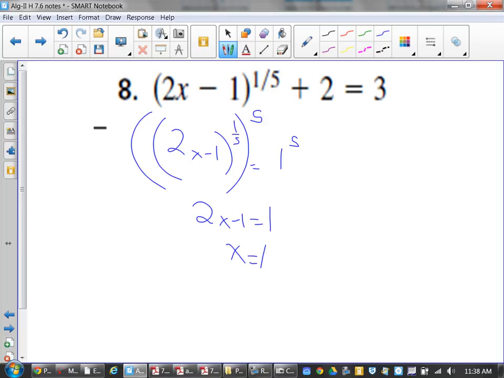Little error there. So you don't mess up. 2 times 1 is 2, minus 1 is 1.